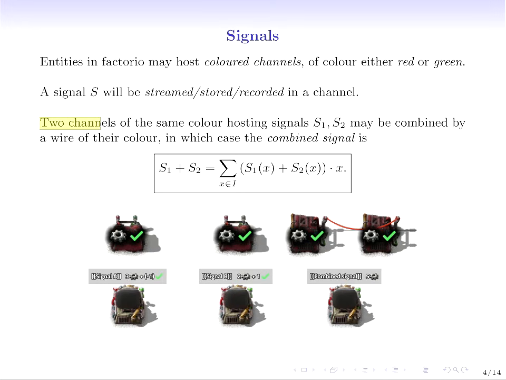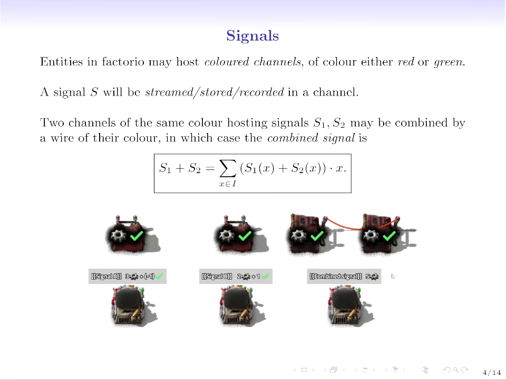When you have two channels of the same color hosting two signals, they can be combined together using a wire of that color. In this case, the combined signal is simply obtained by adding the two signals using the summation notation. In this picture, I have constant combinators recording 3 gears and minus 1 check mark. The other one has 2 gears and plus 1 check mark. And if I combine them using a red wire, I'm going to get 5 gears and 0 check marks, which would not show up.